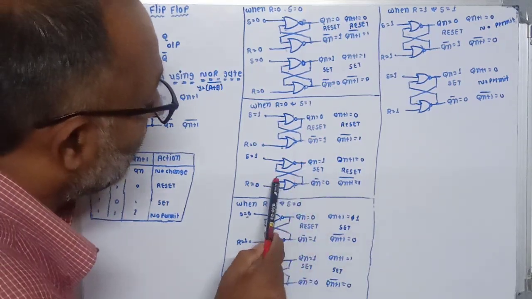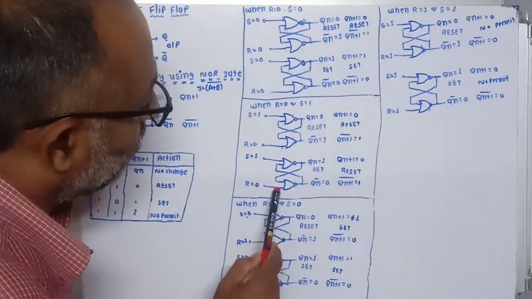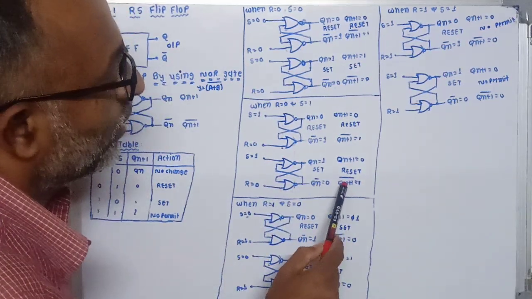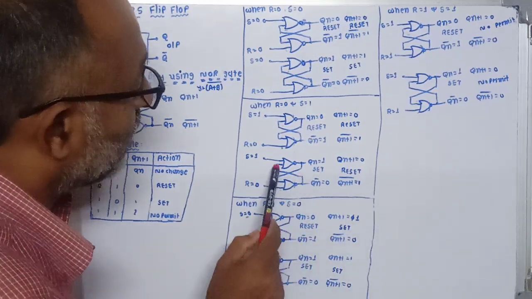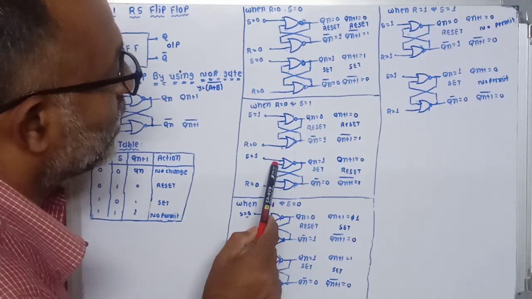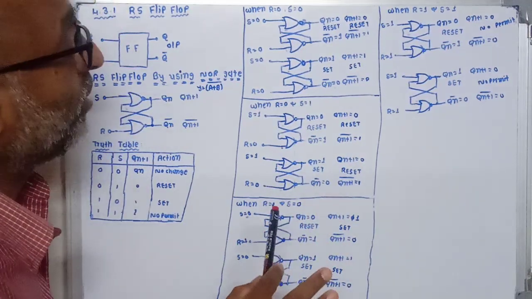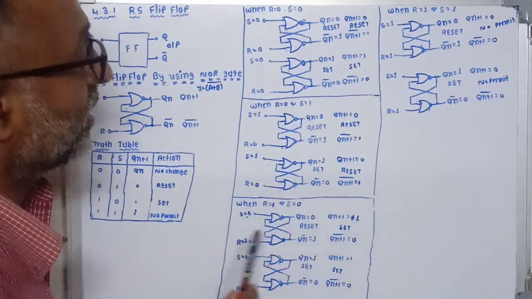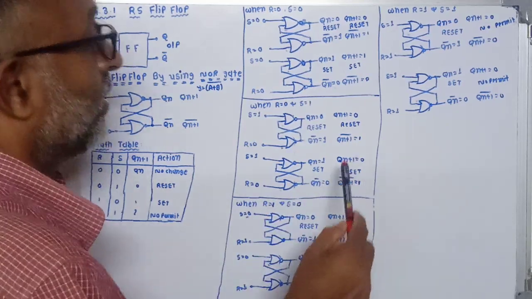Now this 0 is available here, and another input is 0. That means 0 plus 0 is equal to 0, and its bar is 1. So our new output Qn+1 bar is equal to 1. Now this 1 is again available at this input terminal. So 1 plus 1 is 1, and inverted it is 0. Now our flip-flop comes into steady state condition. So at that time our flip-flop goes into reset condition.